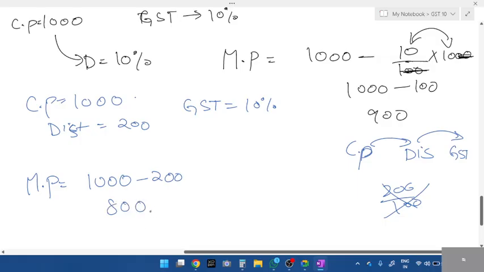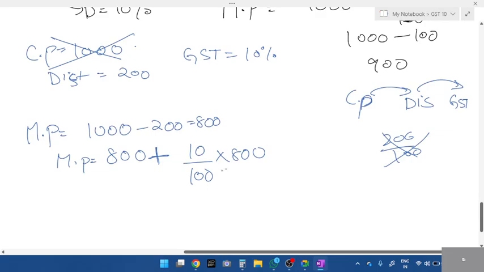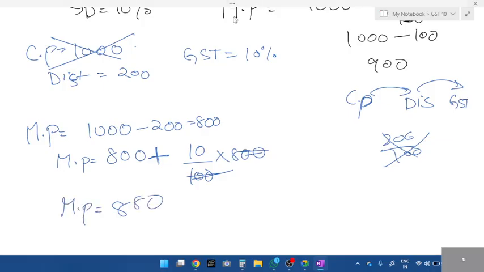800. On top of 800, add GST. Mark price is 800 plus what? How many percent? 10 divided by 100 into 800. We no more take 1000, students. Remember, we no more take 1000. 800 plus 10 divided by 100 into 800. The 0s get cancelled. 880 is the answer. Mark price. Is this clear? All of you understood?